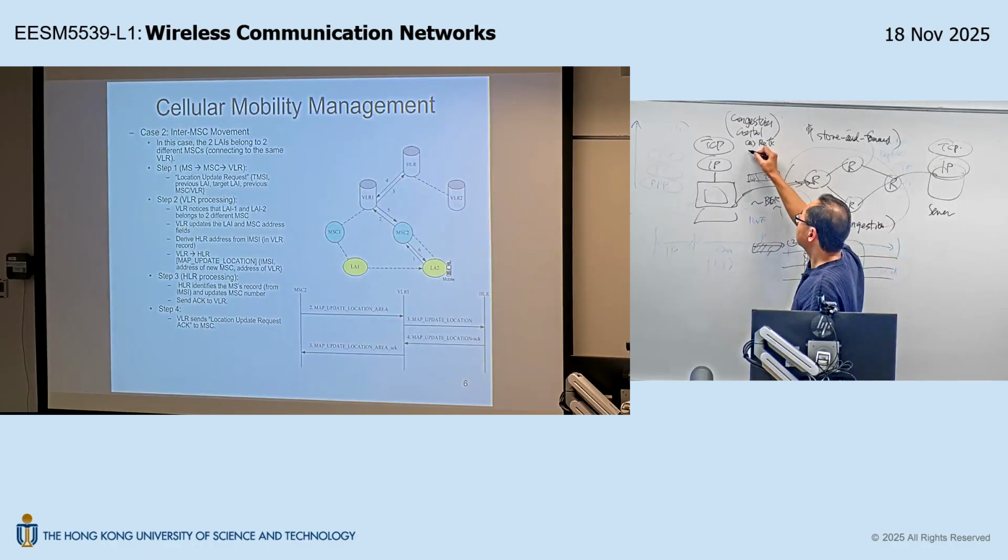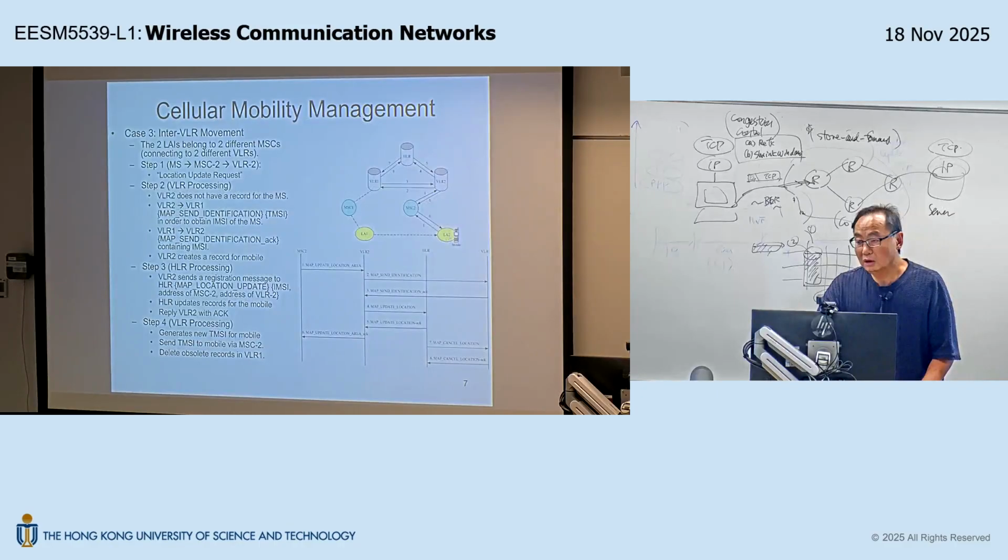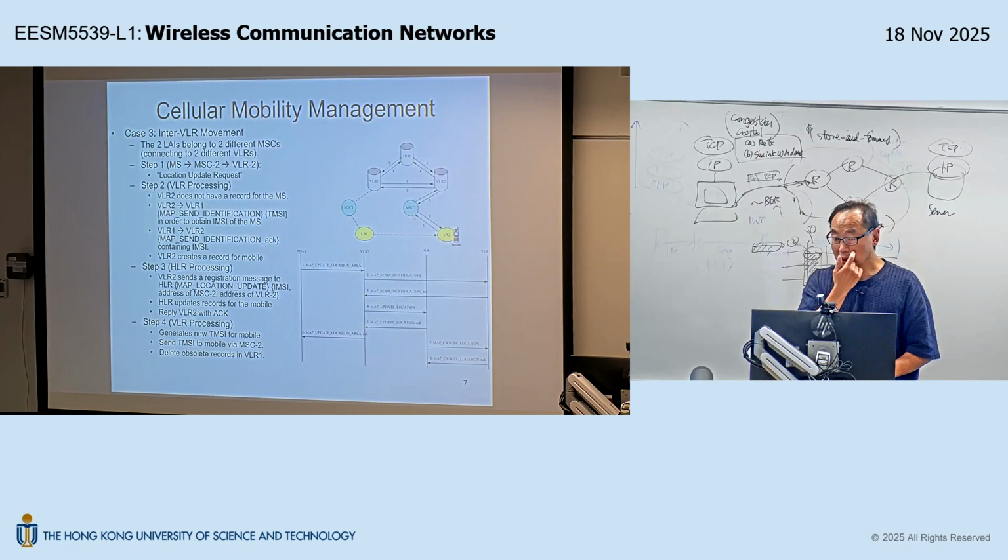Okay? Now, but case 2 is not the worst. Case 3 will involve inter-visiting location register movement. So what does that mean? It could happen that the new location area 2 corresponds to a base station connecting to a different mobile switching center, and this different mobile switching center is also served by a different visiting location register. Now this is more complicated than case 2.